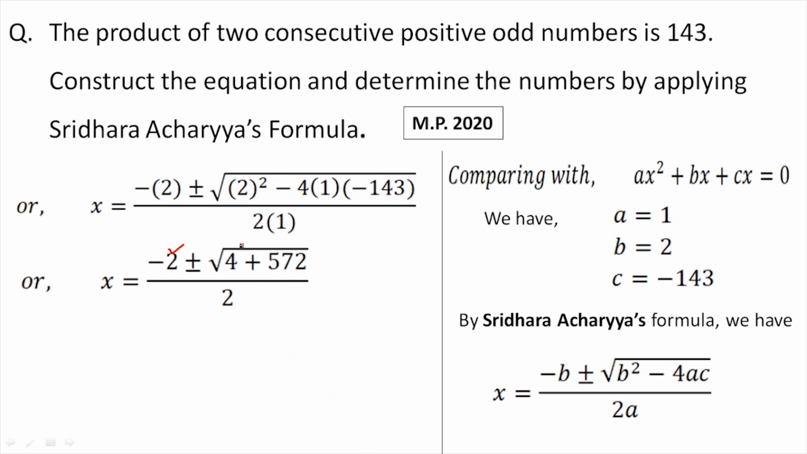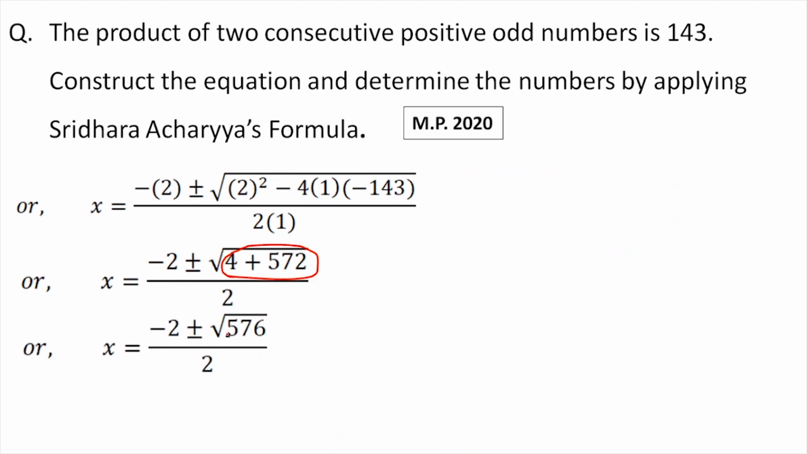So this is 2, 2 square is 4, 4 into 1 into 143 is 572, and whenever you multiply the numbers, you multiply their sign also. So what is the sign of 1? It is plus. So minus into plus is minus, and minus into minus is plus, and 2 into 1 is 2. Okay, so we get this. Now we'll add 4 plus 572. So what is it that we get? Minus 2 plus minus under root 576.